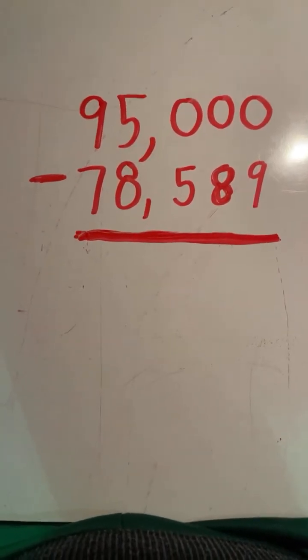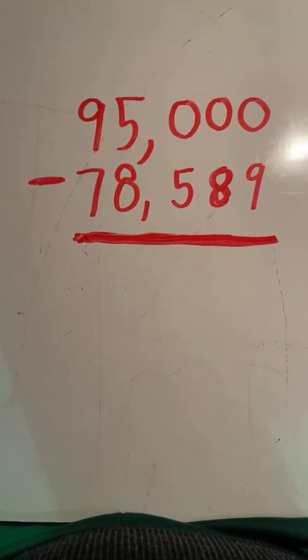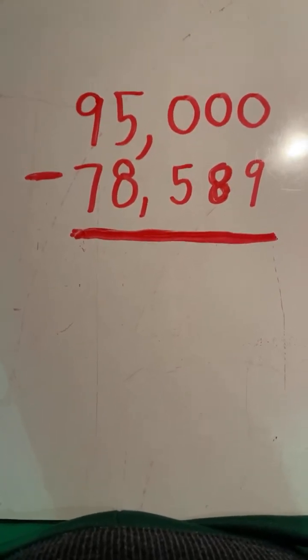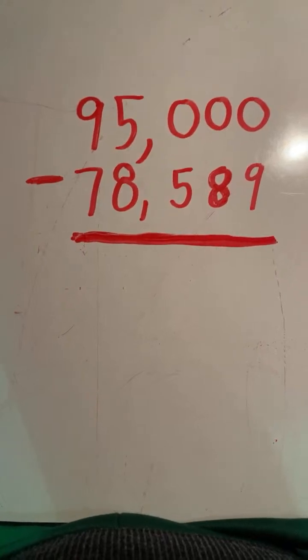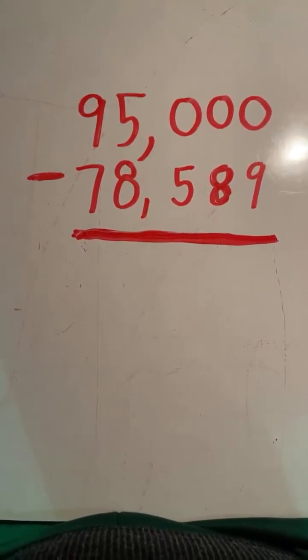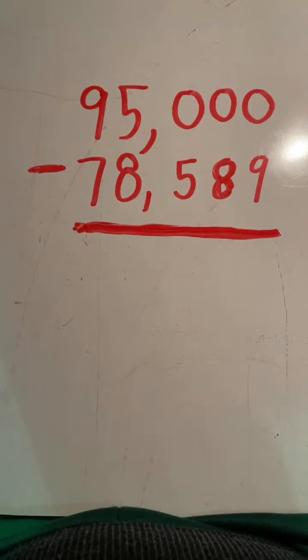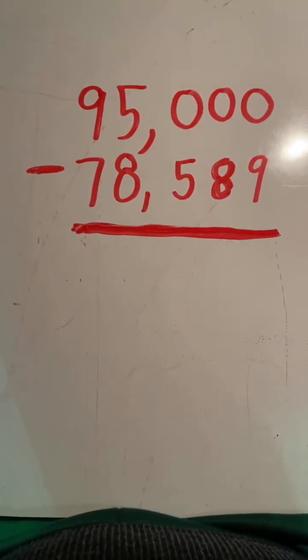This video is going to be a review of multi-digit subtraction with regrouping. Our first example problem is 95,000 minus 78,589. I'm going to go through step by step how to solve that problem.